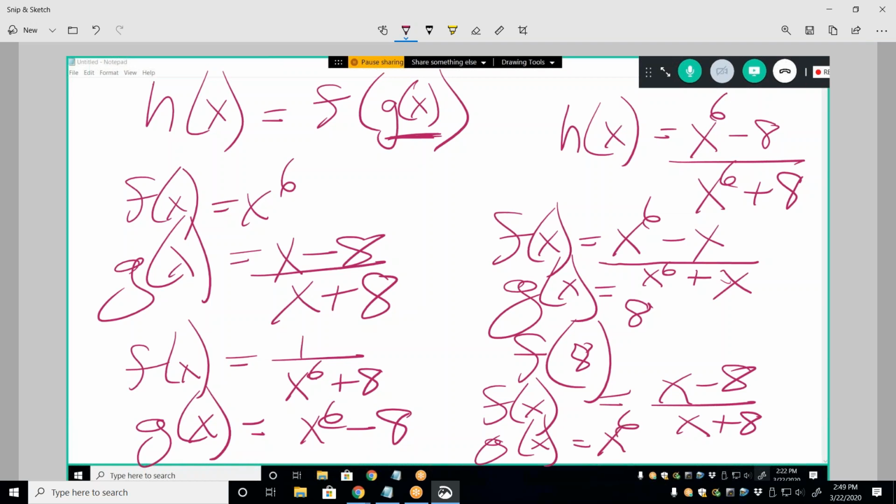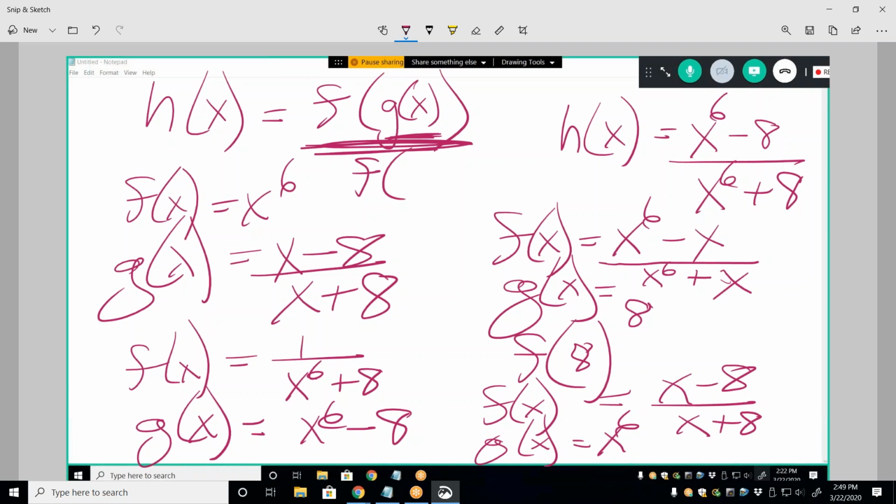In other words, what is this right here? If the bottom one is our answer, then what is it? It's f of what? F of x minus 8. Hold on, it's f of g of x.